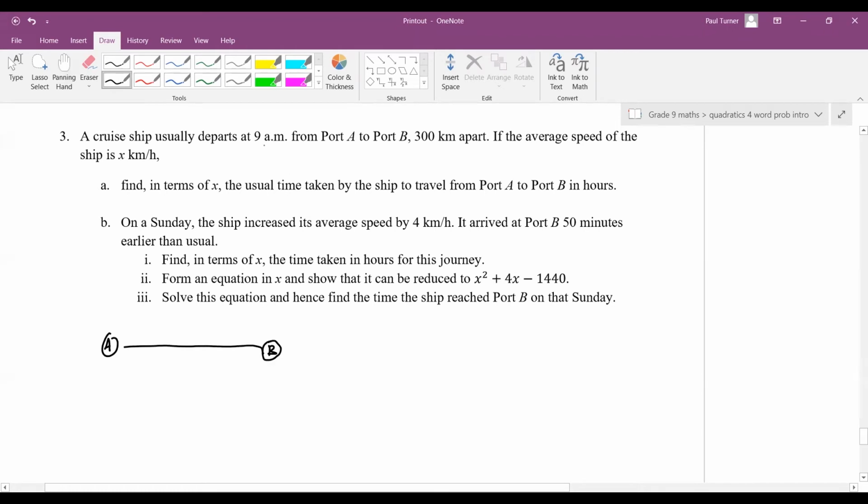And it says that the time's actually not relevant here. It's just telling you the time it leaves. Sometimes that will be important. It depends on the question, but not this one. So from A to B, which are 300 kilometers apart.